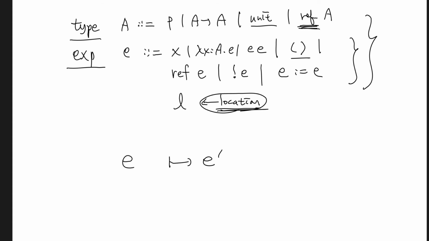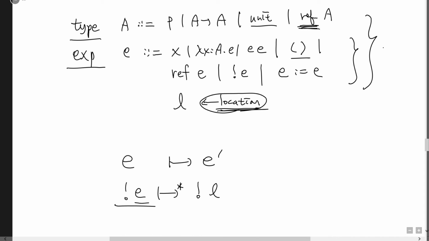So for example, how do we reduce this bang expression E? Suppose that this bang eventually produces bang location L. So if this is well typed, probably this has type ref A. So expression E has type ref A, so that the whole expression is type A. So if everything goes okay, then we would have bang location L. Then how do we reduce this one?